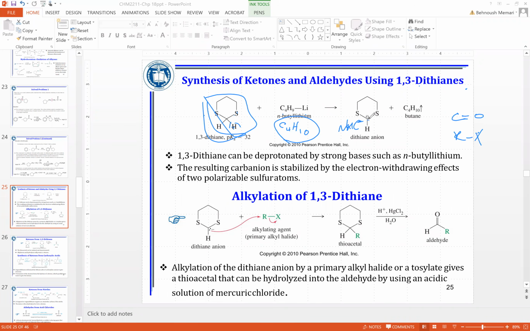So if you make this attack the alkyl halide, which is shown on this step here, your nucleophile is going to attack the alkyl halide, the leaving group would leave, and you replace one of the hydrogens with the R group. One thing you want to know is this.